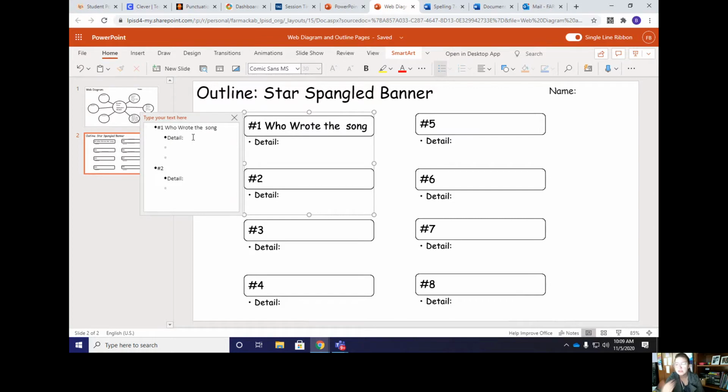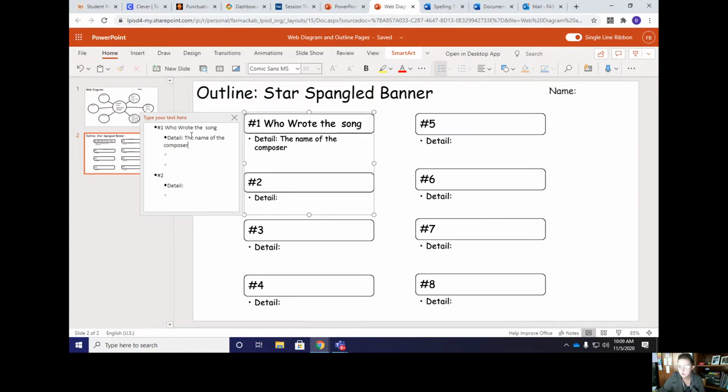And then on your detail part, you would write the name, not literally write the name, but write the name of the composers, because composer is the official title of a musician who creates music. And so then on the second one, you would write where it was written.